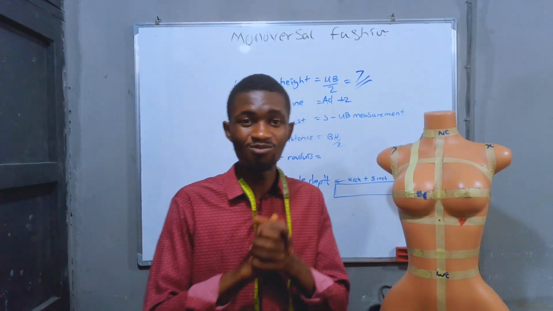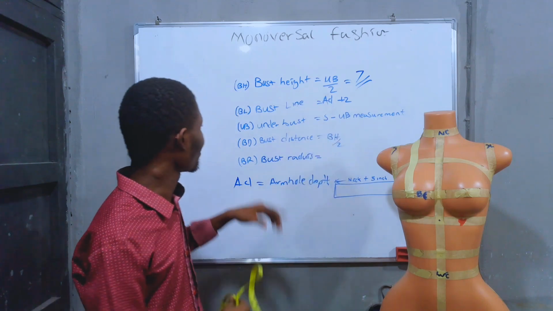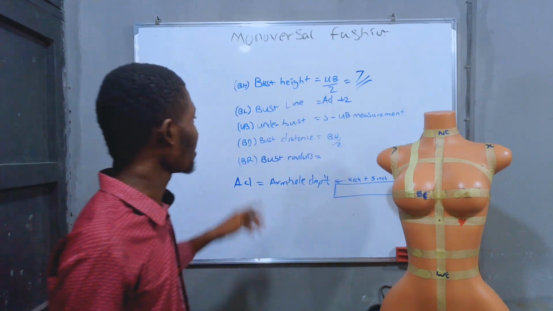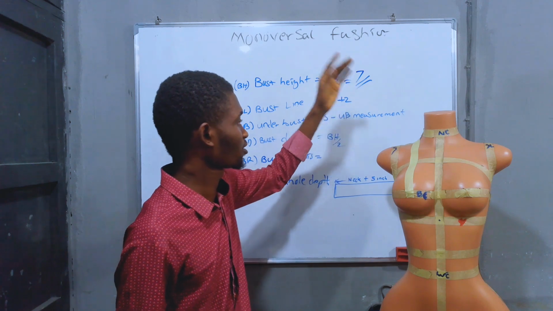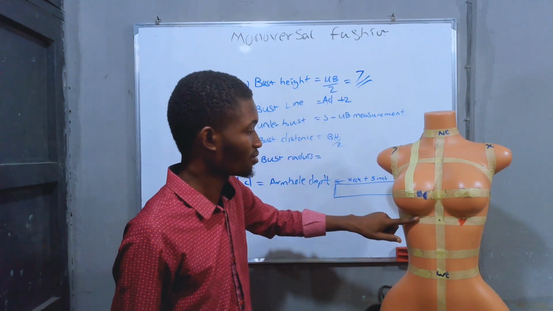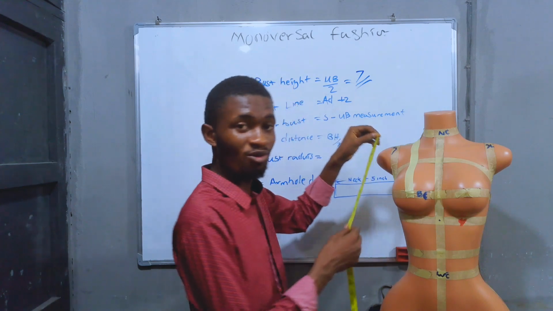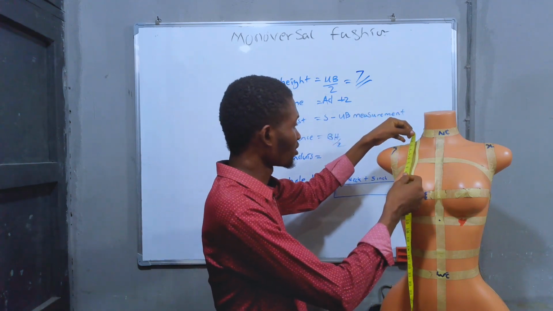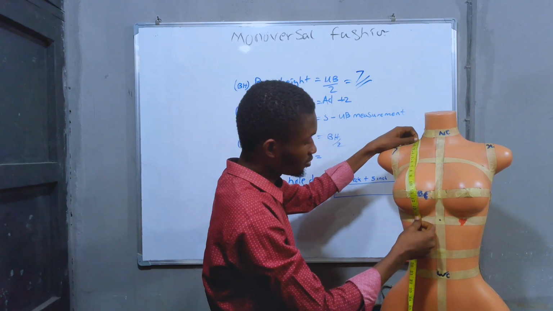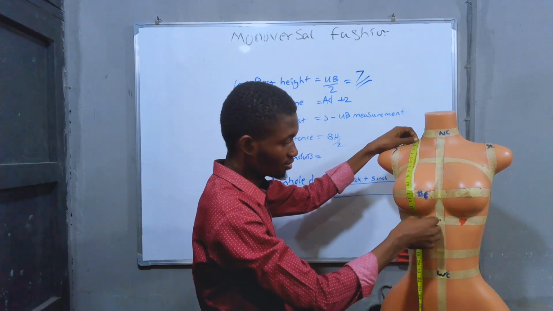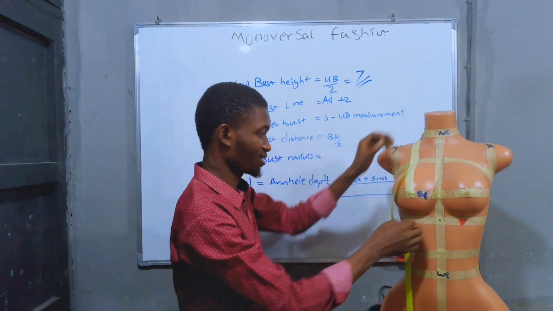Let us now move over to under bust measurement. How do you get the under bust? The under bust measurement is measuring from the shoulder down to under the bust. Let us go. Place your tape on the shoulder down to under the bust. This is how you get your under bust measurement.